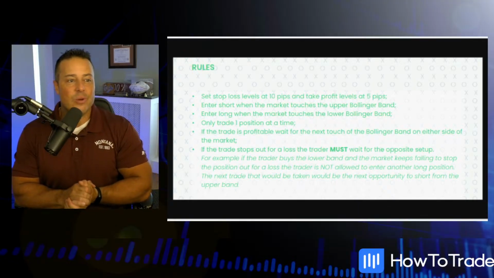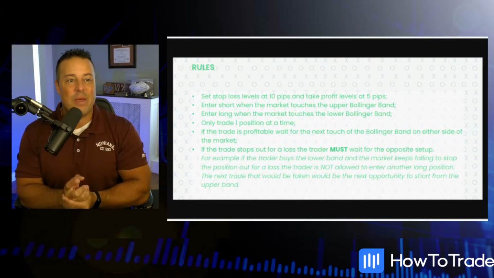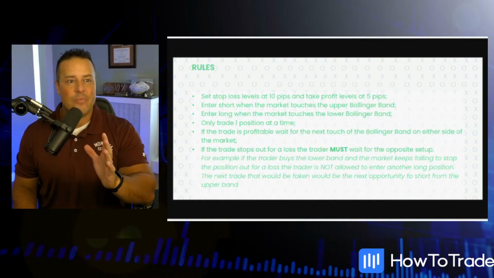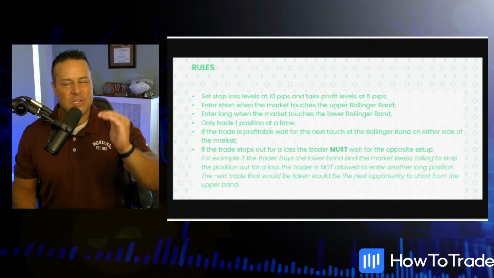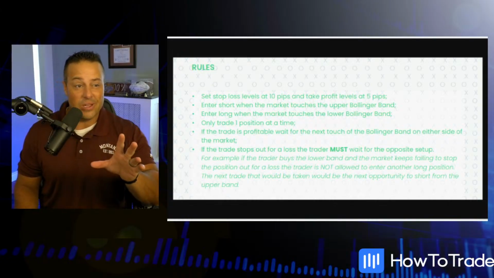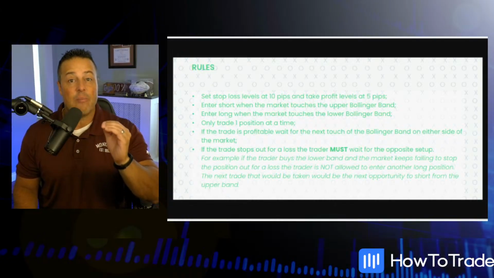The first thing we're going to do is set the stop loss at 10 pips and the take profit level at 5 pips. Now, I know what you're thinking right away. We're going to risk twice as much as we're going to make, and the answer is yes, you are. I don't particularly agree with that, but that's how we're going to line it up per the strategy.